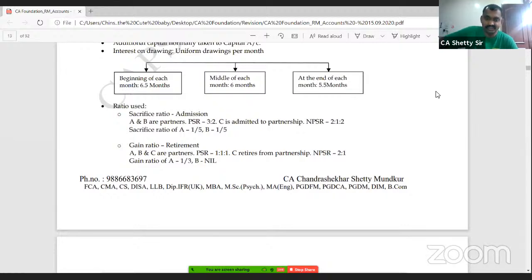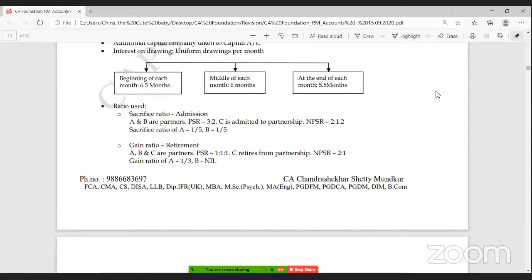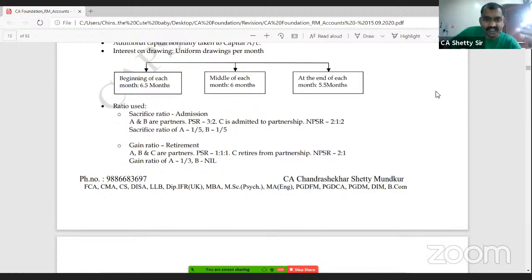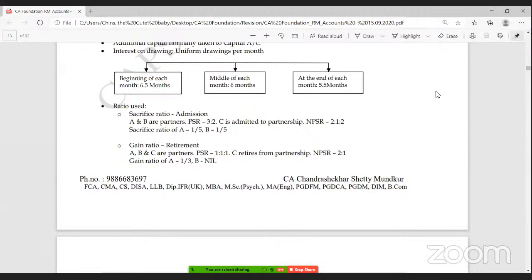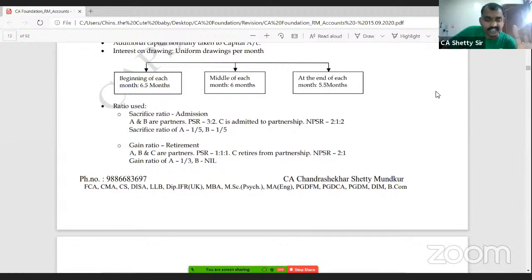Credit, A's capital: 90 lakh into 4 by 9 is equal to 40 lakh. Make a box. So if you see, the new partner will give only his share. Existing partner A has lost 4, should get 40 lakh, so 10 lakh he has to recover from Mr. B. Debit means it has to be received. All of you comfortable understanding? Yes, sir. So that means on admission we have sacrifice ratio.